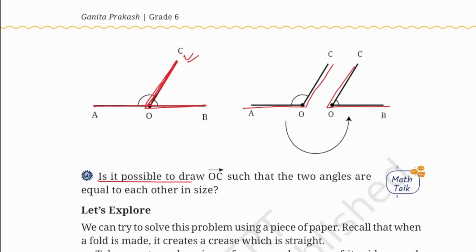Is it possible to draw a ray OC such that the two angles are equal to each other in size? Yes, you can draw like this such that this angle is equal to this angle. That is, AOC is equal to COB.